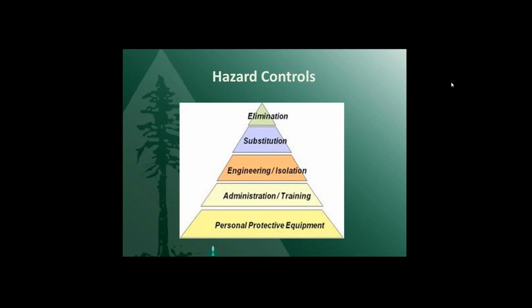If you look at this pyramid here, this is the flow that you want to follow. First off, can we eliminate the hazard? Can we totally eliminate the hazard? Step back from it and look at it. Is this a necessary hazard? Do we have to expose our people to this? If not, what can we do? Substitution: can we use something else, maybe a chemical that isn't as hazardous but does the same job? Maybe it's even cheaper.